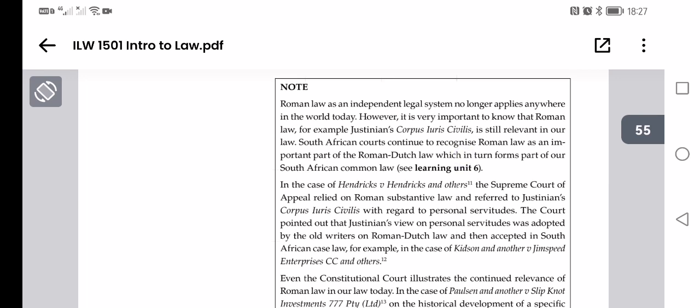Note: Roman law is an independent legal system no longer applied anywhere in the world today. However, it is very important to know that Roman law, for example, Justinian's Corpus Juris Civilis, is still relevant in our law. South African courts continue to recognize Roman law as an important part of the Roman Dutch law, which in turn forms part of our South African common law. See Learning Unit 6.